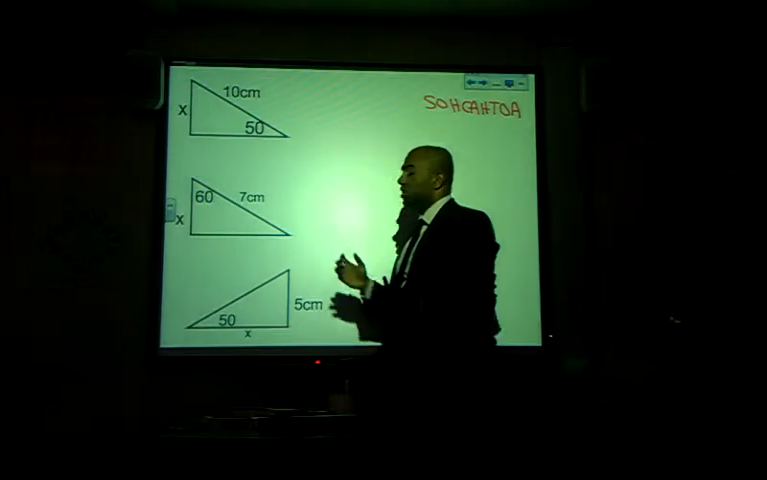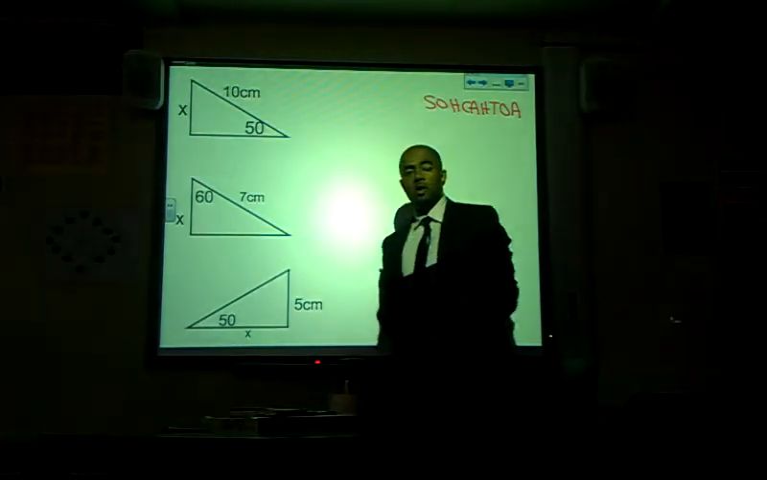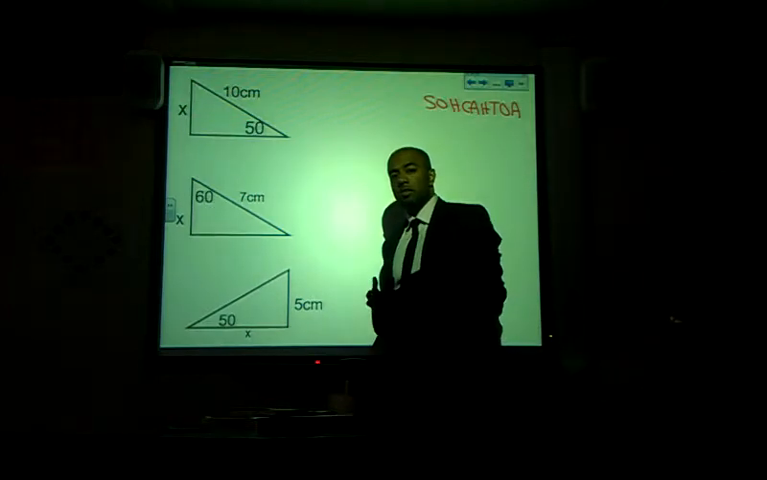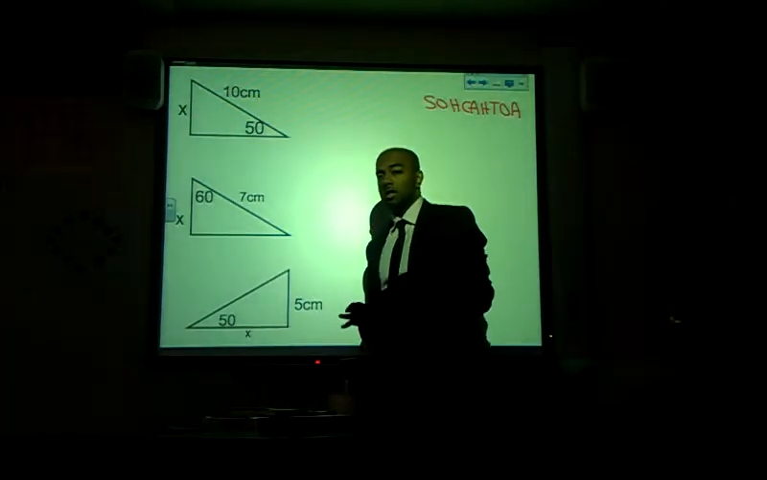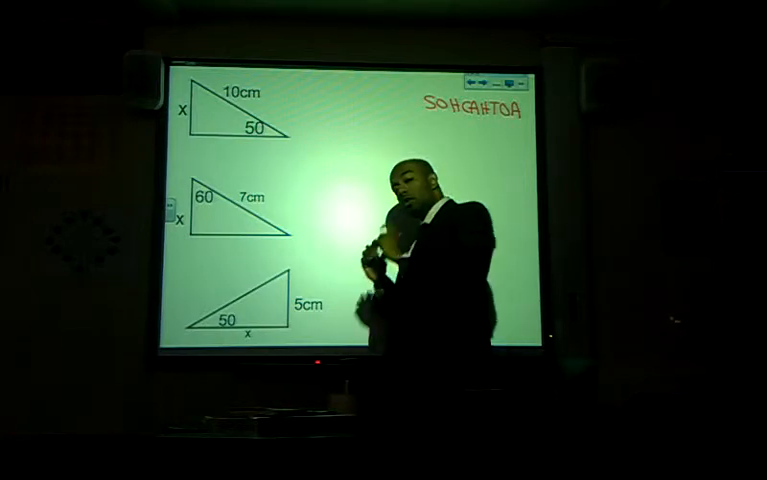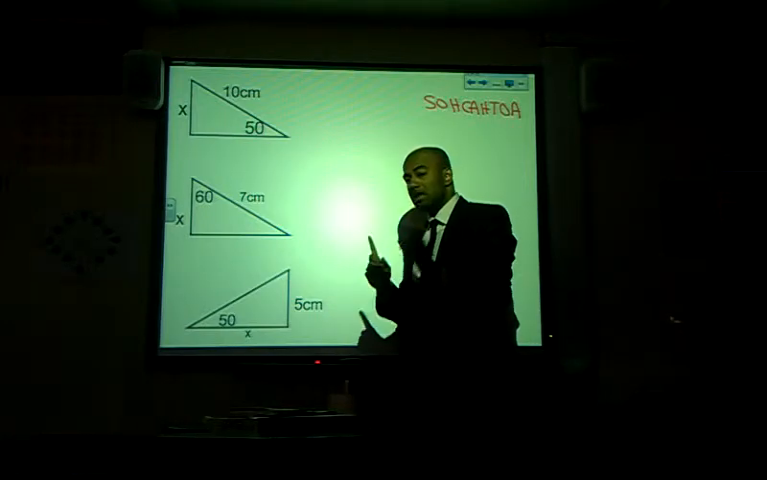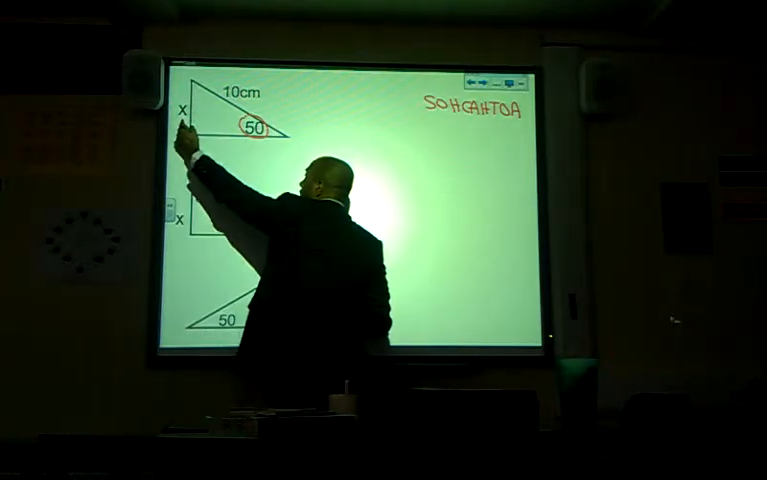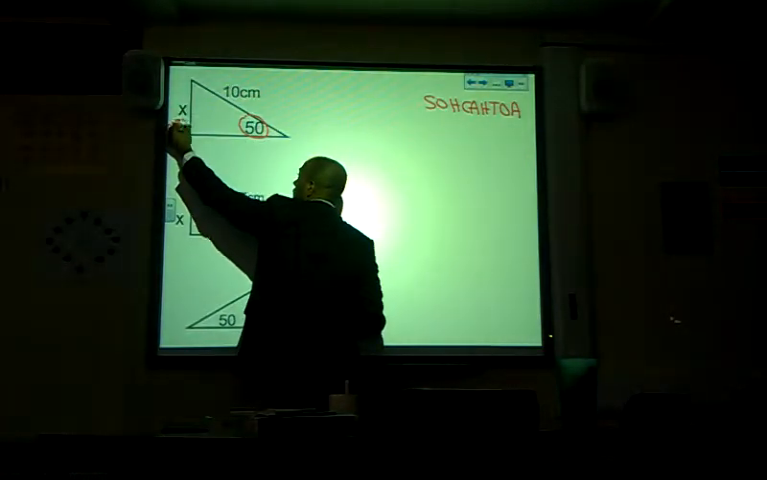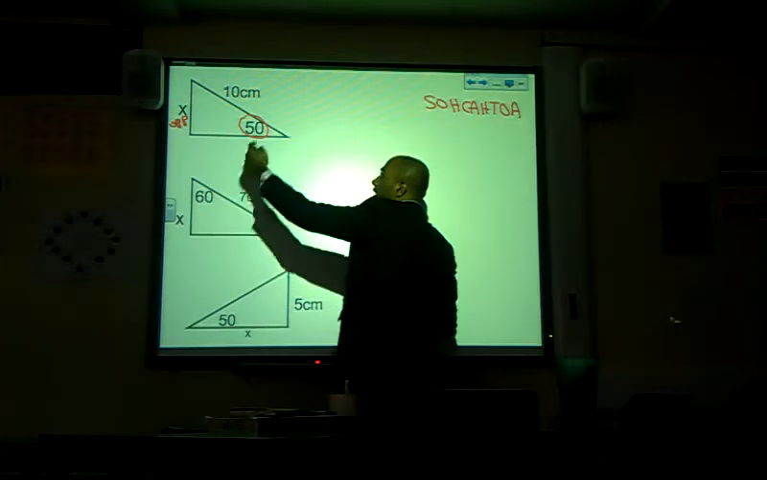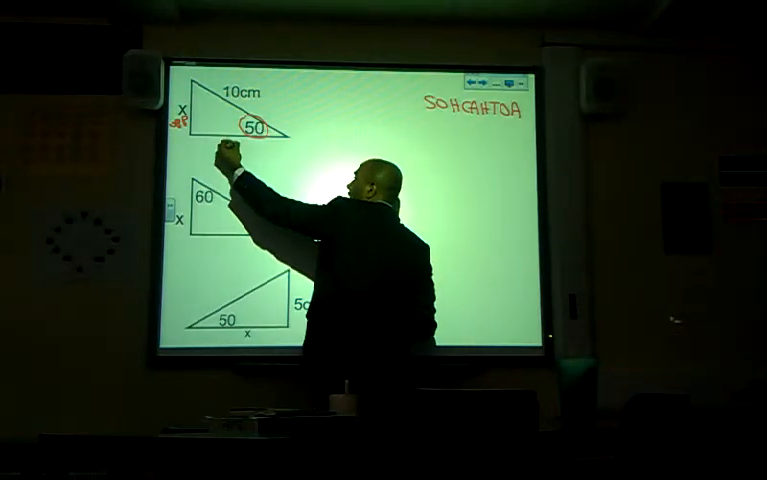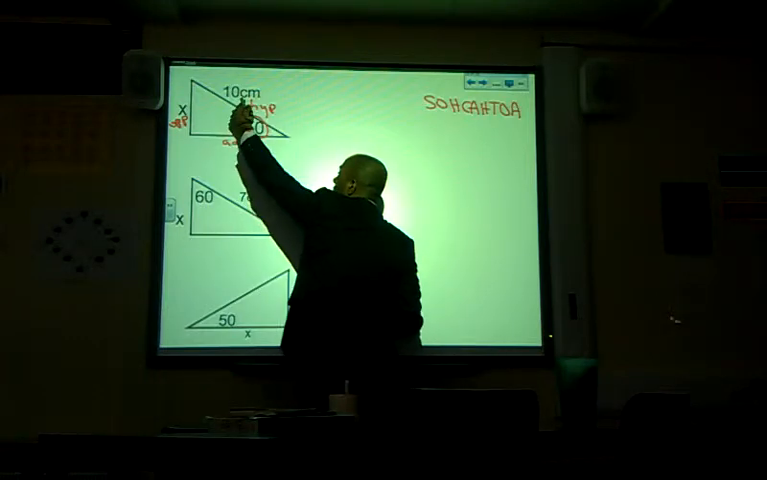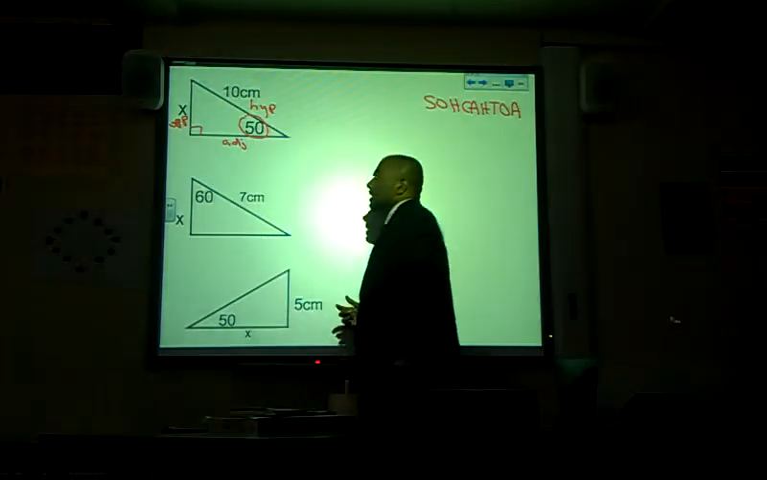The next thing you should do is label the sides. I know it's long, I know it takes a bit of time, but if you get used to it, then you can speed things up and it makes life so much easier in the long run. You always label the side relative to the angle. Here's the angle they've given us. So the opposite side is x. Let's call that OPP, opposite. The adjacent side is the one next to it. And 10 is obviously the hypotenuse because that one is opposite the 90 degrees.